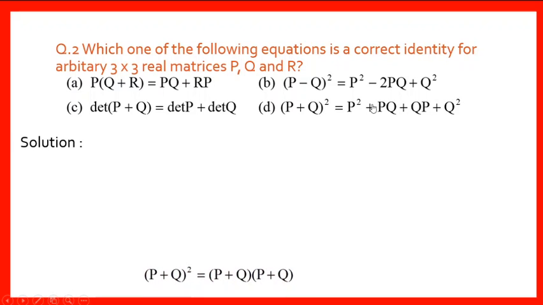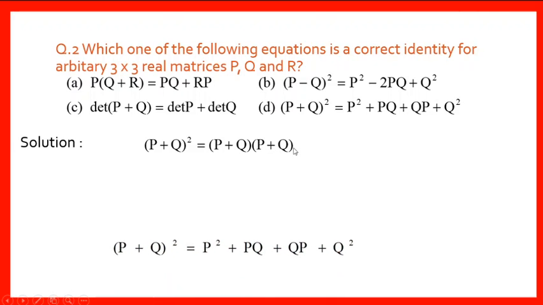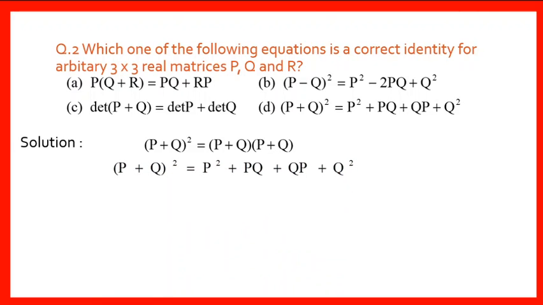By going through the definition of square of the matrix, P plus Q whole square can be written as P plus Q into P plus Q. Now just distribute each element, and you will find such type of expression. We know that P into Q is not equal to Q into P, so these two terms will not get added, they will remain as they are. So we find the four terms that are given in option D. Therefore, option D is the correct one.